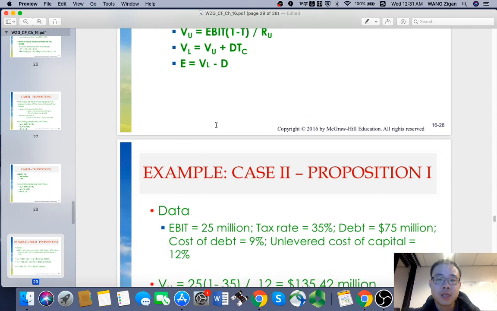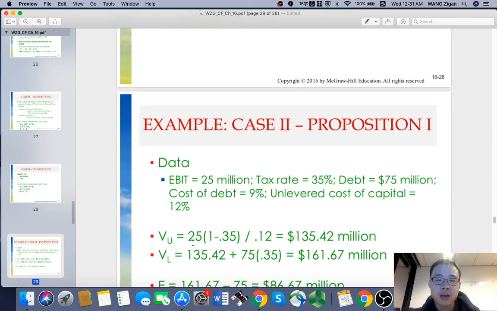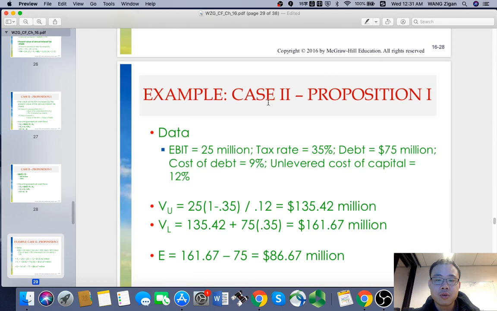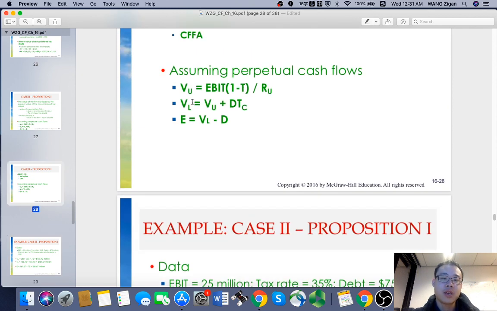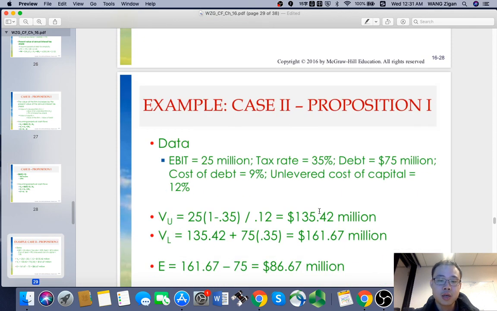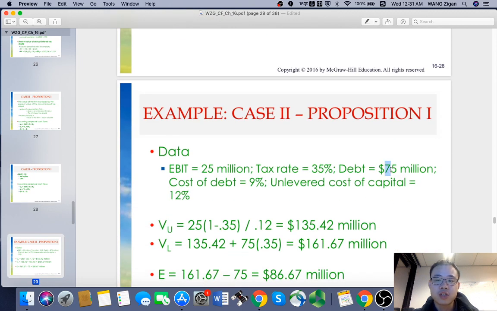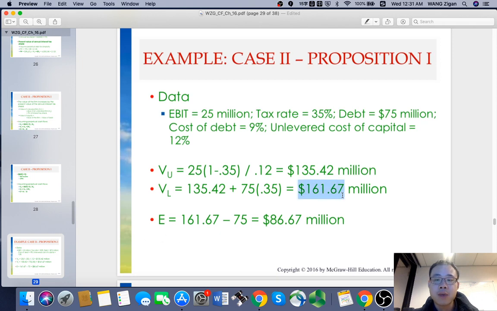So VU will be EBIT 25 million times 1 minus T divided by RU. Okay, so you got VU. Then you can calculate VL. VL is VU, 135.42 million, plus 75, which is D, times the tax rate. Then you can get the VL. And E will be VL minus D. Okay, and you get the E.